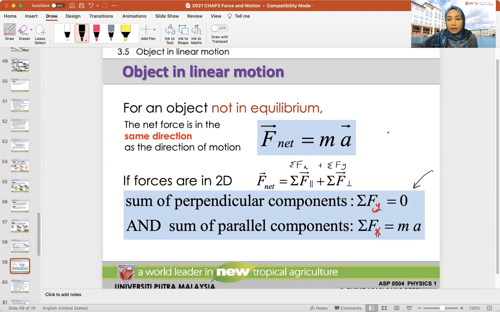But what if, saya nak sebut nama siapa? Saya tak nak sebut nama saya.